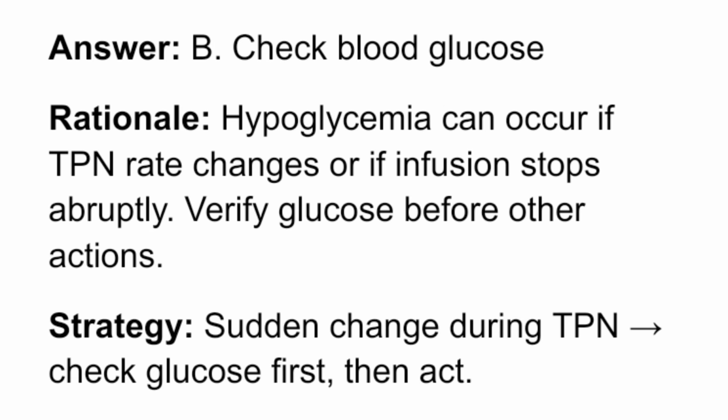Check blood glucose. Rationale: hypoglycemia can occur if TPN rate changes or if infusion stops abruptly. Verify glucose before other actions. Strategy: sudden change during TPN, check glucose first, then act.